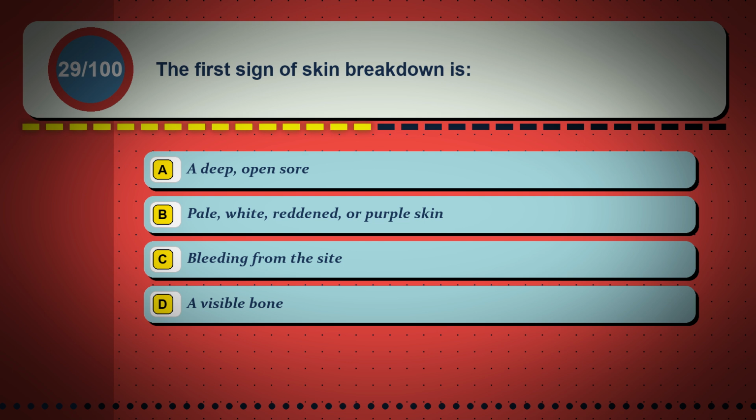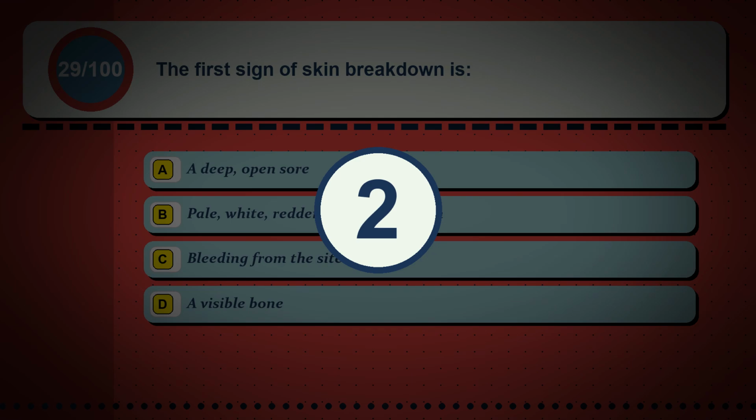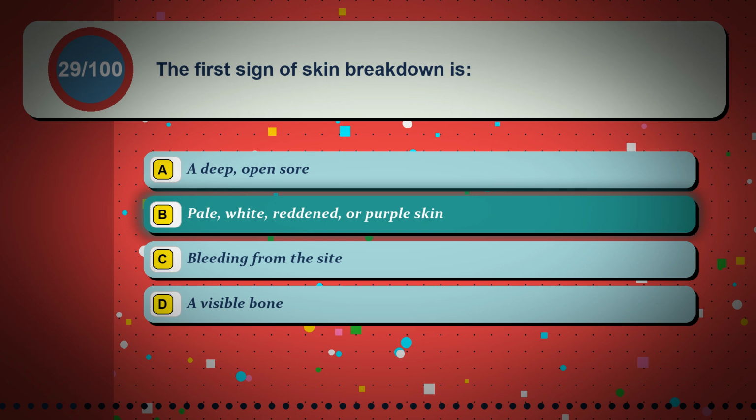Option B, pale, white, reddened, or purple skin. Option C, a bleeding from the site. Option D, a visible bone. The correct answer is option B, pale, white, reddened, or purple skin.